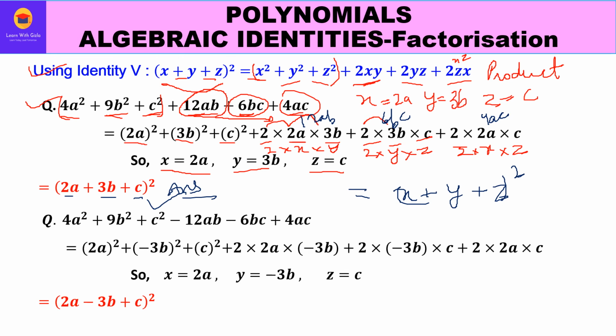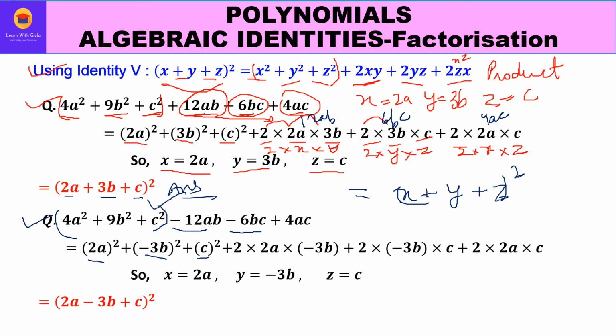Now let me take a question where a minus sign is also involved. This question has a minus sign in the terms minus 12ab and minus 6bc. Of course, these first three terms will not have a minus sign. Why? Because these are square numbers, right? 4a square is 2a whole square, 9b square is minus 3b whole square, c square is c square. Now why I have written this minus, I'll explain.